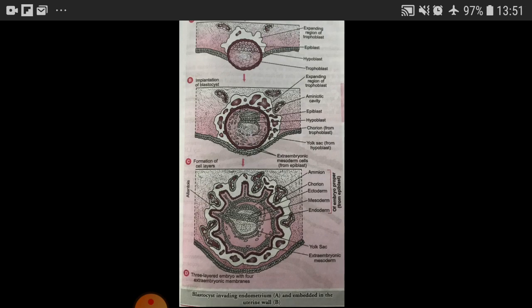So this is about the germ layers, and you can see in the diagrams displayed clearly how the amnion, the chorion, the ectoderm, mesoderm, and the endoderm are shown, where the yolk sac is present, where the extraembryonic mesoderm is present. So you can see all these in position and of the different layers after the implantation, and how it is embedded in the uterine wall.